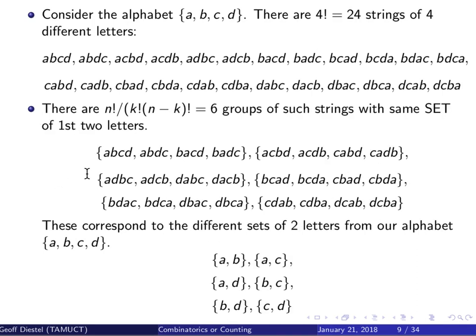Similarly, there are 6 groups of strings where the first 2 letters are the same as a set, meaning the first 2 letters are the same, but the order in which they appear doesn't matter. So now we can see, for example, AB is always appearing in the first 2 letters of these 4 words, so they're getting grouped together, counting them as one set of letters, AB, for the first 2 letters. So again, all we have here at the bottom is the total number of subsets of 2 letters from our alphabet of 4 letters, which is just 4 choose 2.